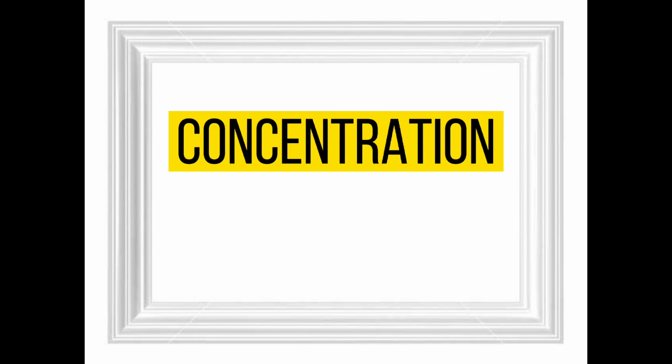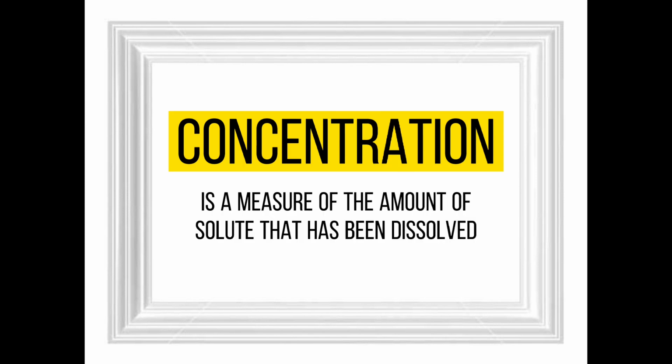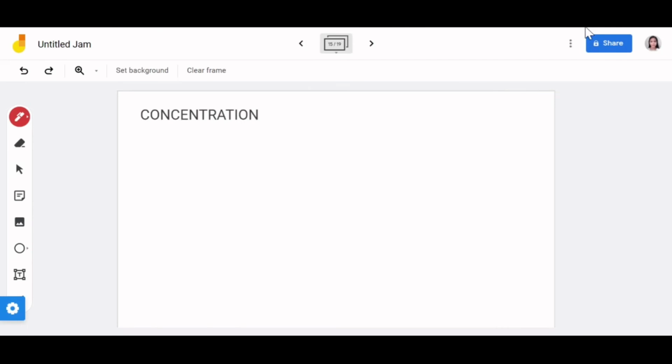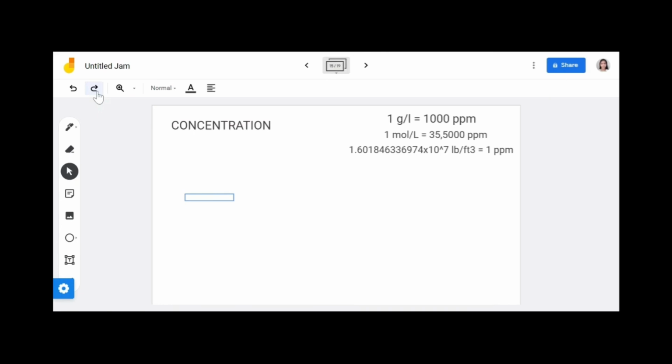And the last one is the concentration. So the concentration of a solution is a measure of the amount of solute that has been dissolved in a given amount of solvent or solution. So for the first sample problem in concentration, we have 780 ppm or parts per million. So in every 1 gram per liter, there is 1000 ppm, and 1 mole per liter is equal to 35,500 ppm, and 1.60 pound per cubic foot is equal to 1 ppm.